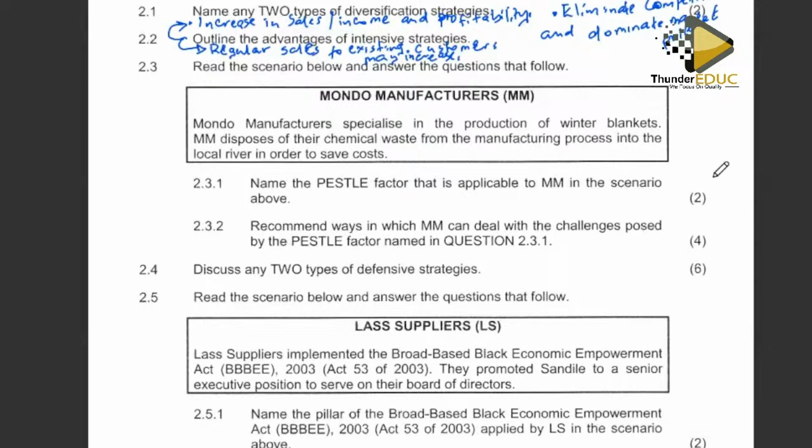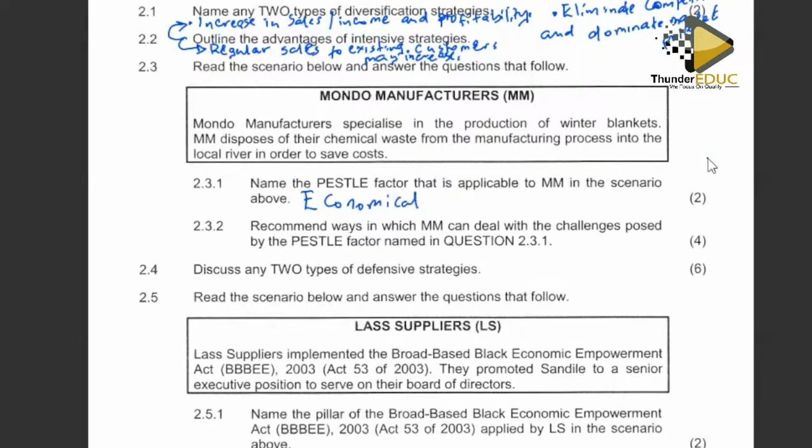If you still remember, PESTLE is the tool that businesses normally use whenever they are designing their strategies of operation. P stands for political, E stands for economical or economy, S stands for social, T for technology, L stands for legal, and then E stands for environment. Okay, so in this regard, our appropriate answer is going to be economical.